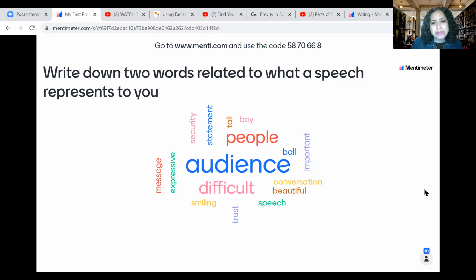A little confusing with ball, which is the dance. Ball is un baile y un niño. And the other one that was weird was alto. Okay, tall. That was interesting, but I guess it can be part of it too.